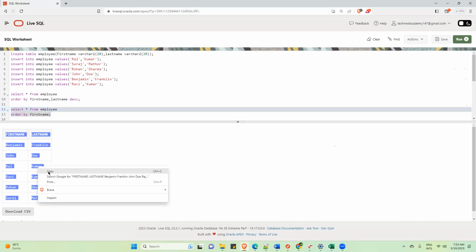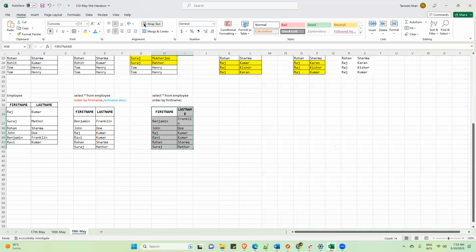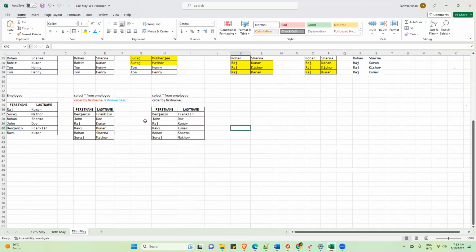Are you getting the same output? Yes. So do you think this last name descending has any significance in this query? It doesn't have any significance.